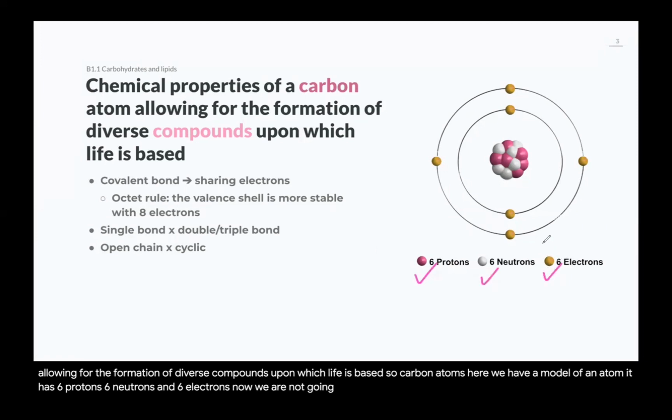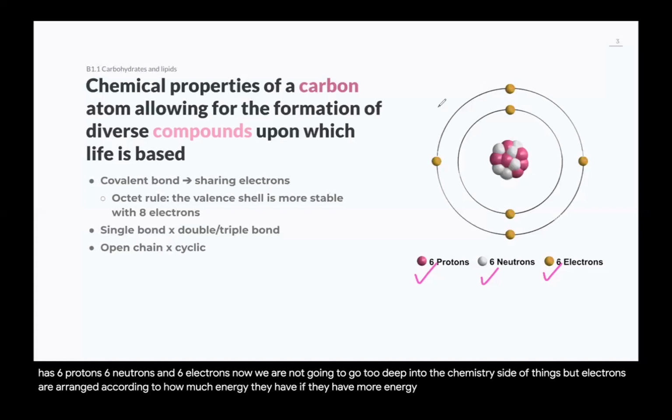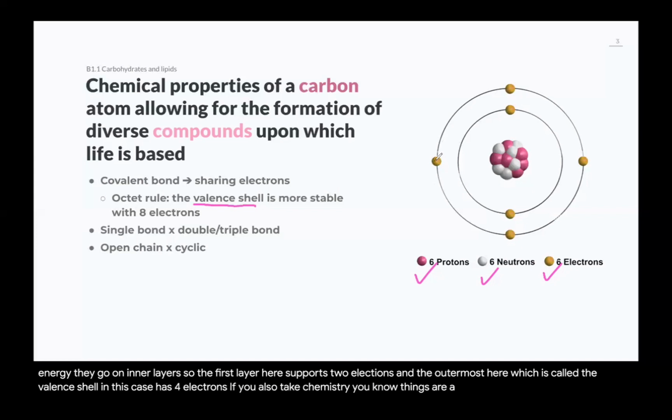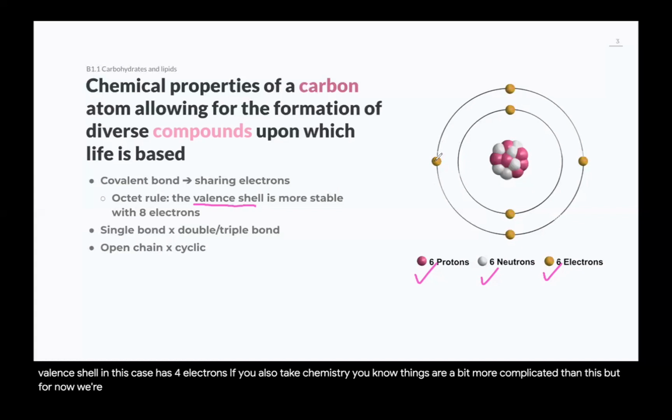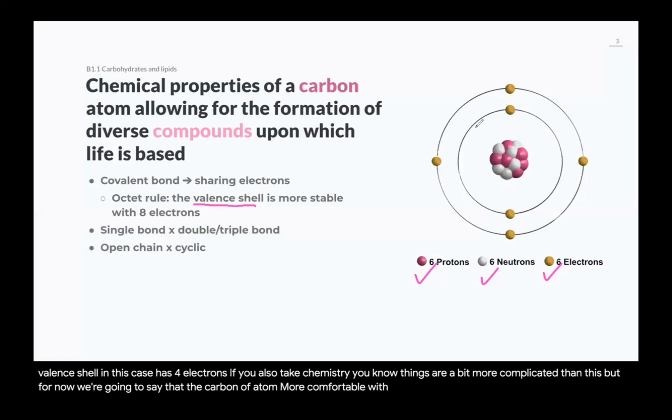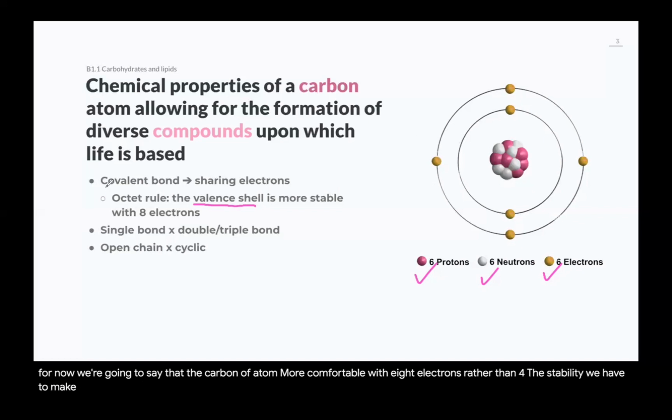Now, we are not going to go too deep into the chemistry side of things, but electrons are arranged according to how much energy they have. If they have more energy, they go on outer layers. If they have less energy, they go on inner layers. So the first layer here supports 2 electrons, and the outermost here, which is called the valence shell, in this case has 4 electrons. Now, if you also take chemistry, you know things are a bit more complicated than this, but for now, we are going to say that the carbon atom feels more comfortable with 8 electrons rather than 4. So to achieve this stability, we have to make covalent bonds.